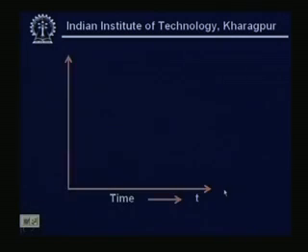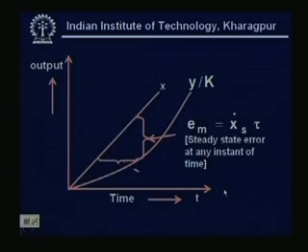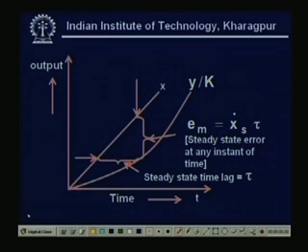You see, if I plot it, it will look like this. On the x axis we have plotted time, and this is my input, which is equal to x_s dot into t, and this is y by k, the output I have plotted. Actually, this should be parallel to the input, I cannot draw it nicely. Here you can see the steady state time lag of the system.